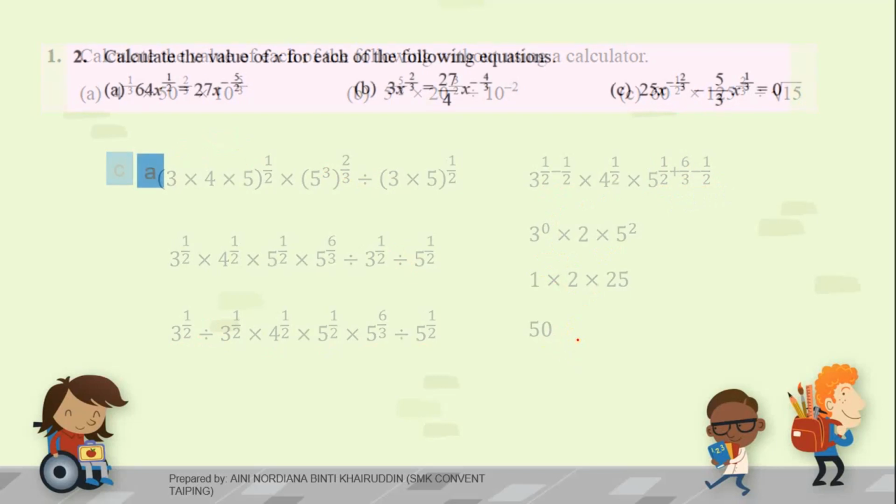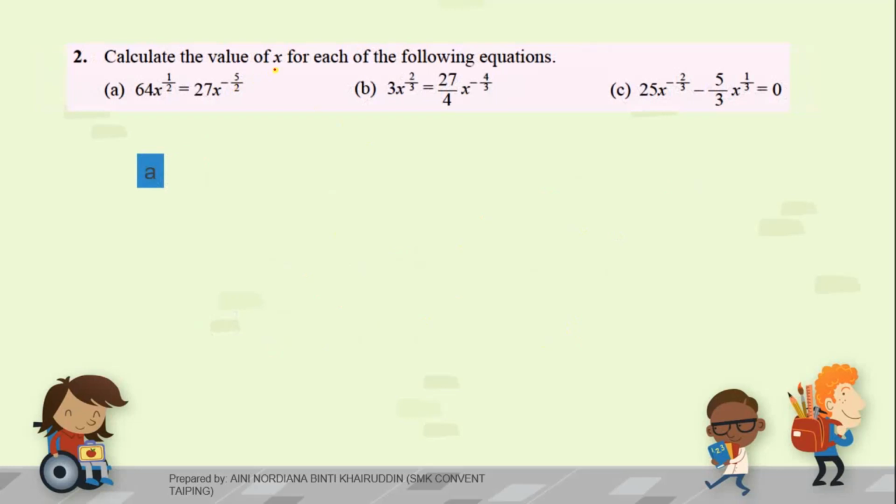So question number 2. Calculate the value of x for each of the following equations. So this is x here first. This is the question, and then 64 here, I bring it to the right hand side. Since this is 64 times x to the power of 1 over 2, when transferred to the right hand side, it becomes divide. So 27 divided by 64.